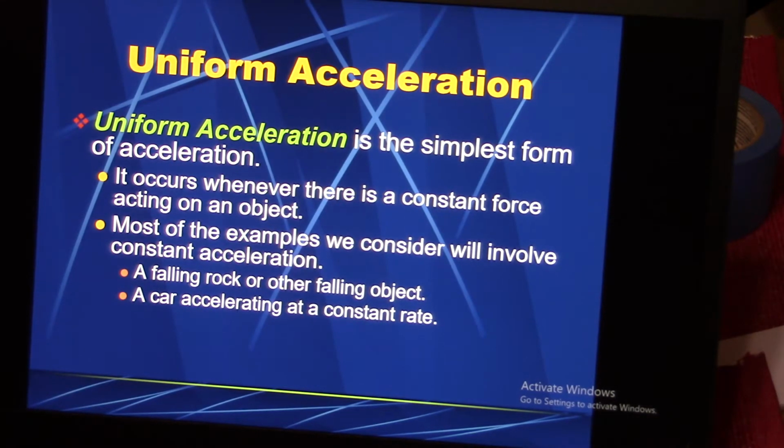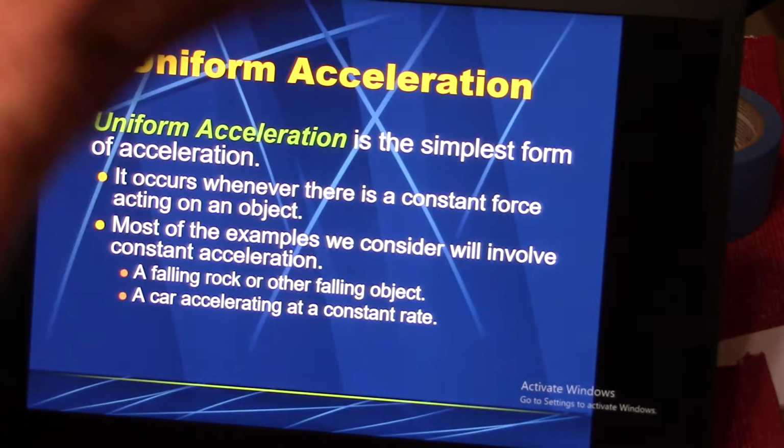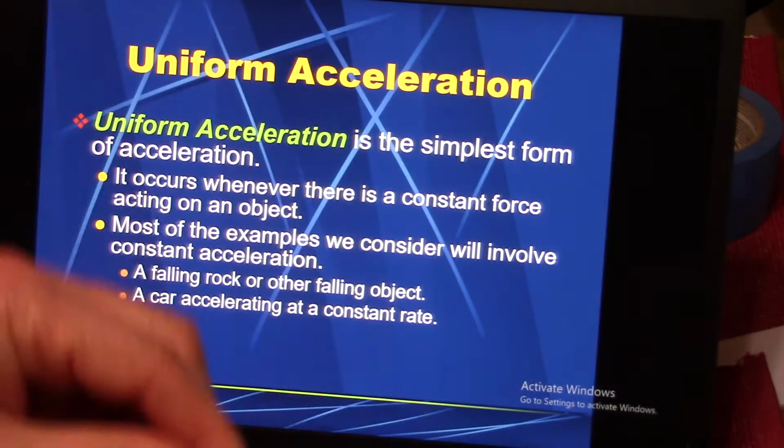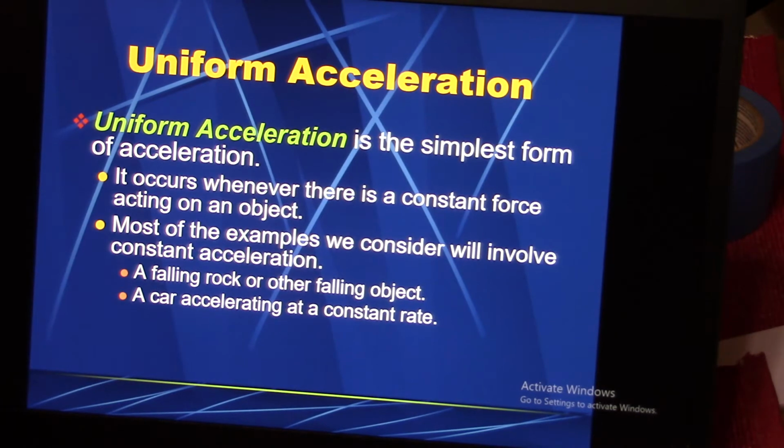So if you ever want to get uniform acceleration, just drop something. It's falling, gravity is pulling, pulling, pulling, but the gravity is at the same rate. When you're down at the surface of the earth, of course, if you go up high in the sky, gravity actually gets weaker. The farther you get from Earth, the weaker gravity gets. You have to go really far, though. That's another class.